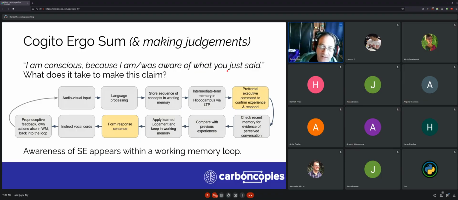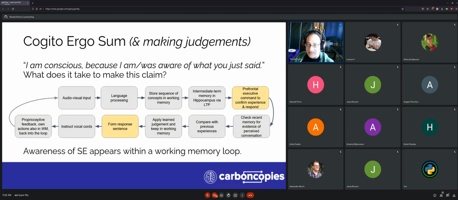The next slide, cogito ergo sum and making judgments. So here I'm going to try to start talking about what's happening in subjective experience, at least the way I see it, just from looking at it in terms of the flow of signals, just looking at the computational neuroscience side of it, which is really the signal flow.